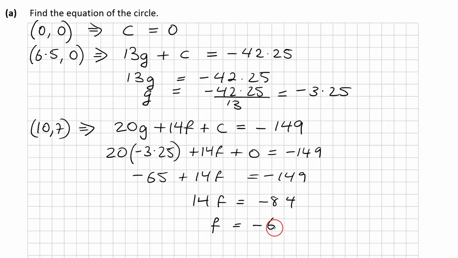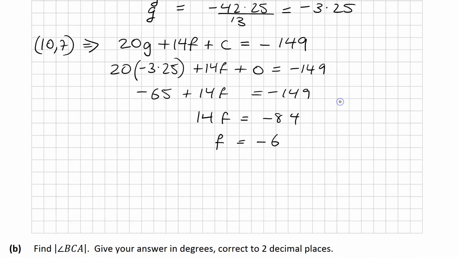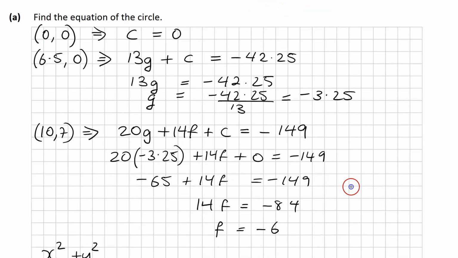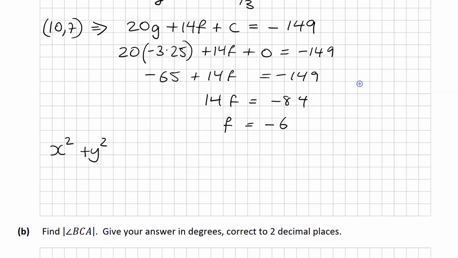Okay, so then we go back and put this into our equation. So we have x squared plus y squared plus 2gx plus 2fy plus c. So 2gx is minus 6.5x, and 2fy is minus 12y. C was 0, and that's equal to 0. So that's the equation of my circle.